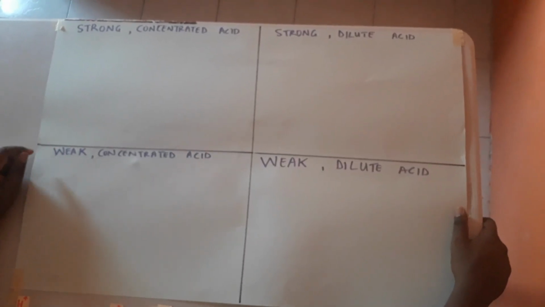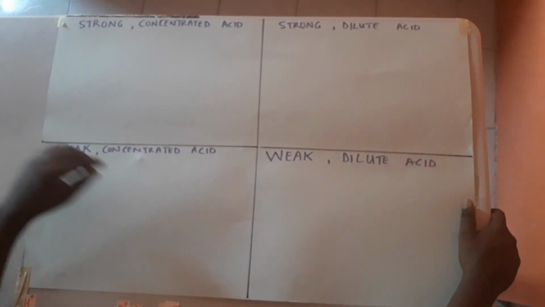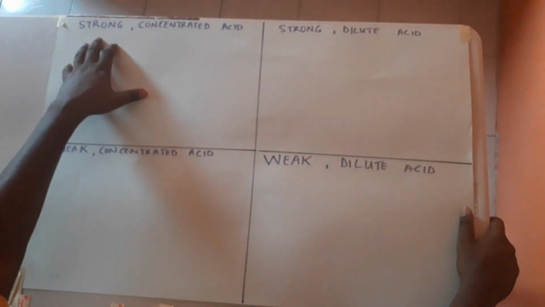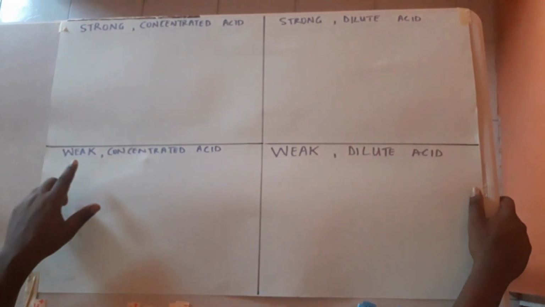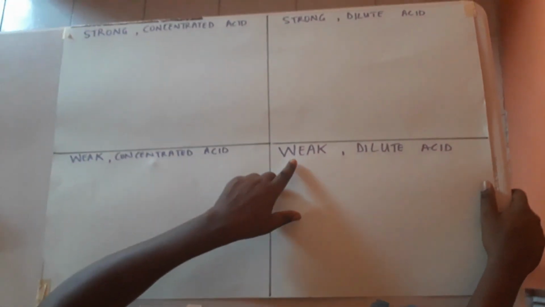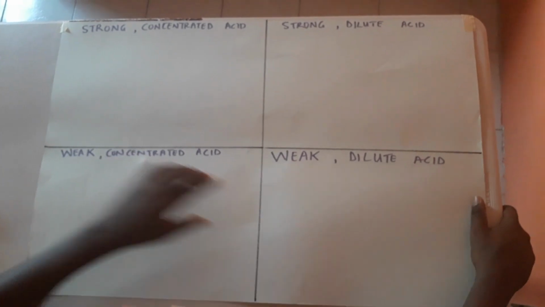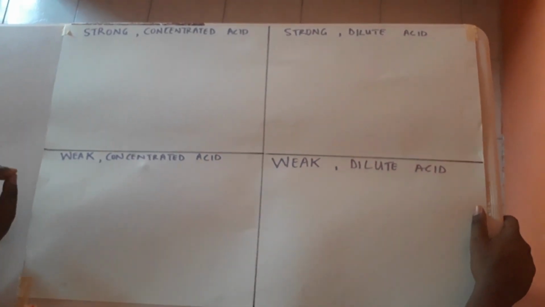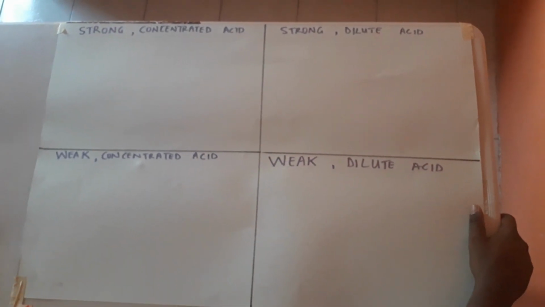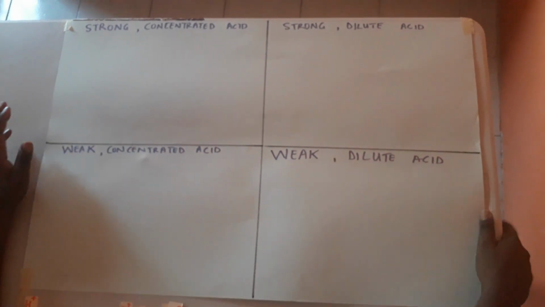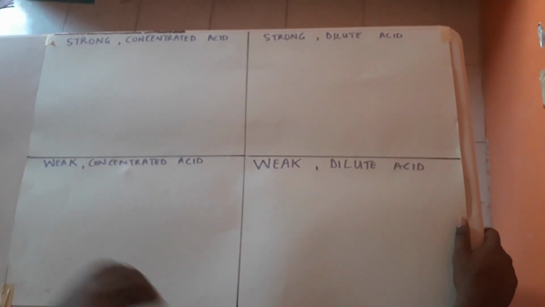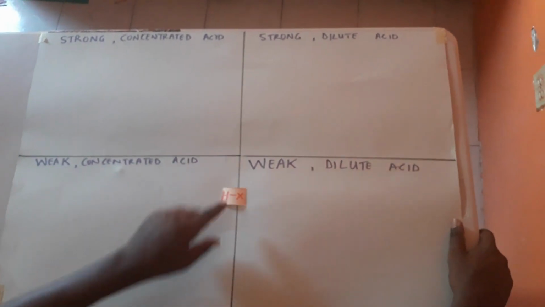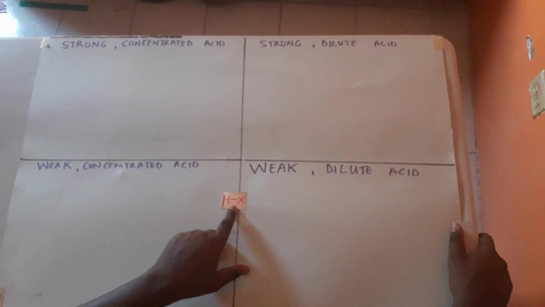Let's look at this activity. In this activity, we're going to differentiate between strong concentrated acid, strong dilute acid, weak concentrated acid, and weak dilute acid. Let's start by sorting out the strength first. So, remember that what we said, a strong acid is one that is fully dissociated in water. So the acid that we're going to be looking at is a generic acid, HX.